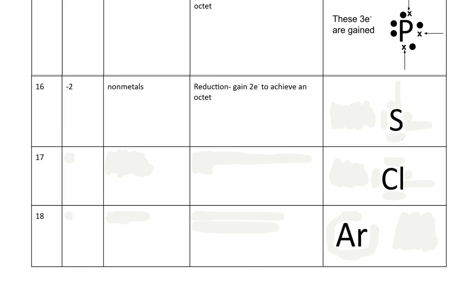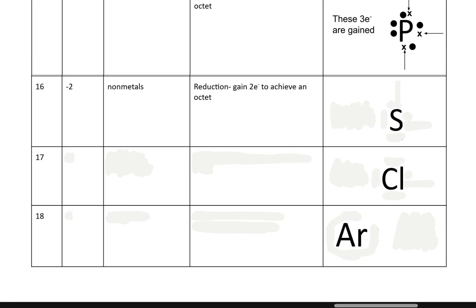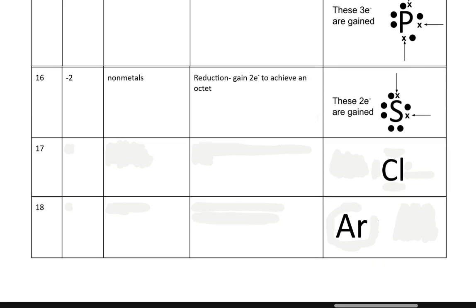All right, next we're going to do group 16, very similar, except we have a -2 oxidation state. We're still dealing with nonmetals here, so we're going to reduce. We're going to do reduction by gaining 2 electrons. That will achieve the octet. So our example here, we're going to look at sulfur. Sulfur has 6 valence electrons. All I need to do is pop 2 more electrons on there. And now, by gaining those 2 electrons, sulfur has a very happy octet of 8 valence electrons.